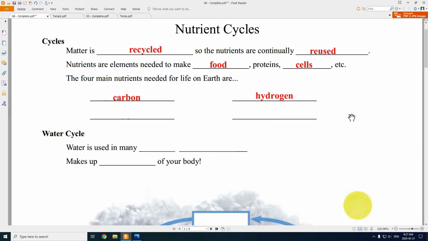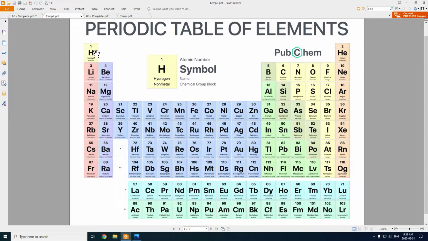Also hydrogen, right? Remember that's the simplest element. Hydrogen is part of water. Oxygen is also part of water, right? So those are crucial elements. And also nitrogen. These are the four main nutrients that are allowing life to survive on Earth. And if we look at a periodic table, right, hydrogen, carbon, oxygen, nitrogen, these are relatively small, basic elements. And these are just elements, types of atoms on the periodic table.